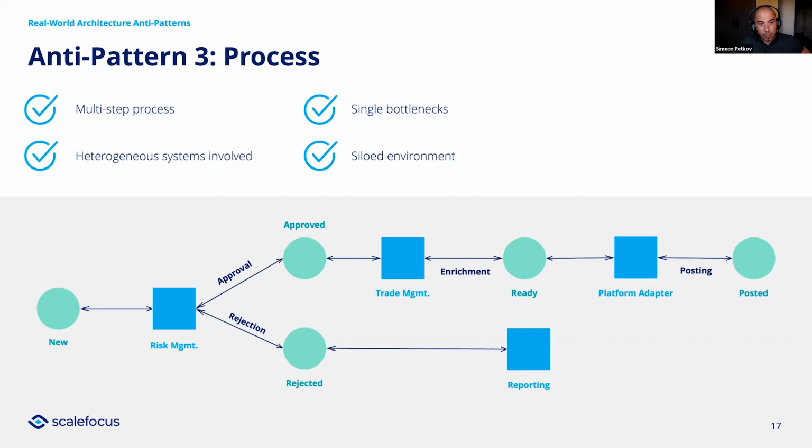So what did we see until now? We have a process which spans multiple systems. These systems are already in place. They're there. We have a heterogeneous environment. Your platform adapter will probably be delivered from the actual platform. Your risk management system might be something that you bought, and your ETRM, your trade management system, might be something that you developed in-house.